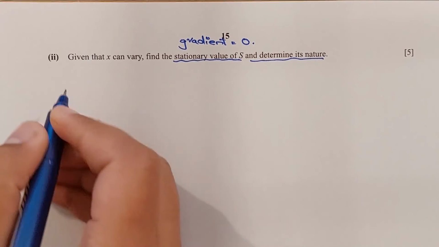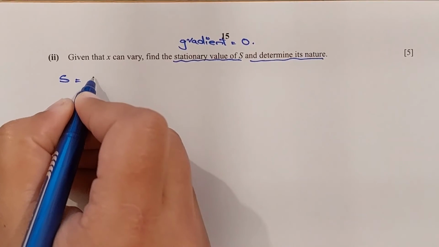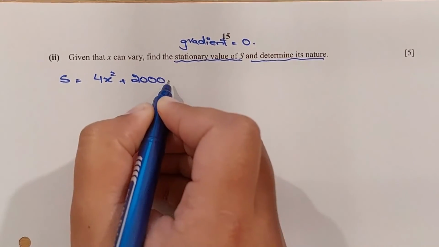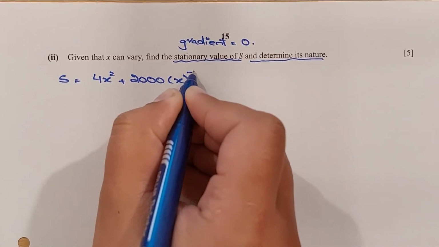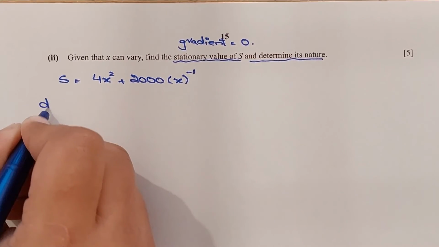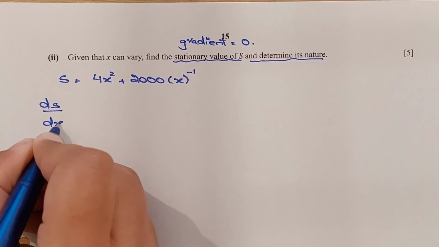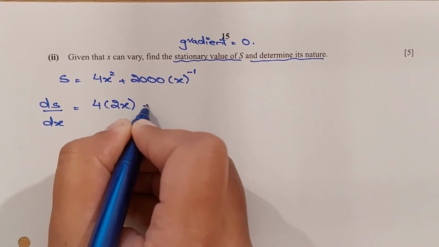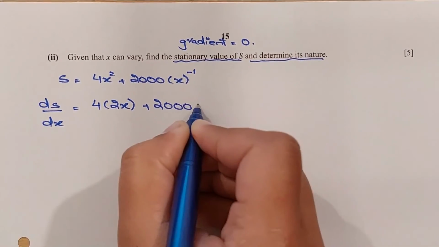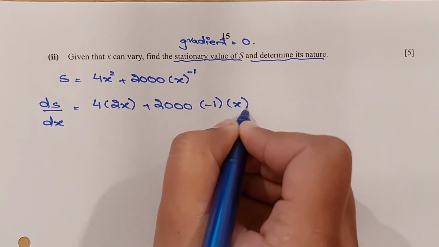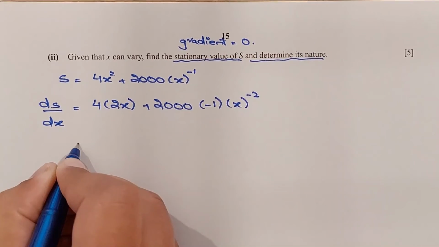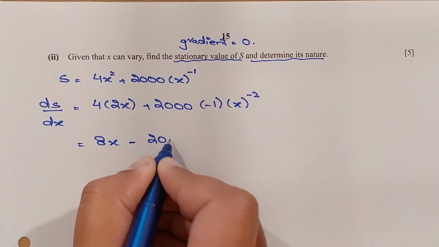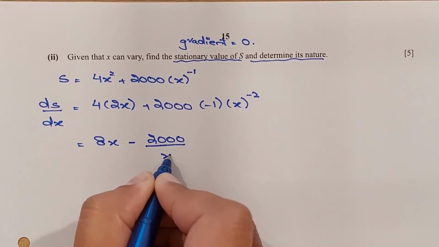So let me write down the function: S equals 4x square plus 2000 divided by x, that is x power minus 1. Now let me solve the derivative, dS over dx. We have 4 times 2x plus 2000, power rule, minus 1, x power minus 2. So for the simplification, 8x minus 2000 over x square.